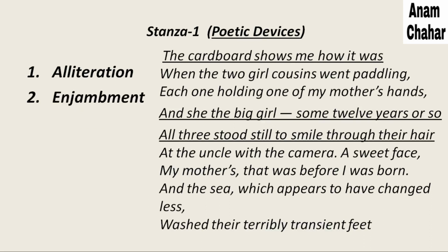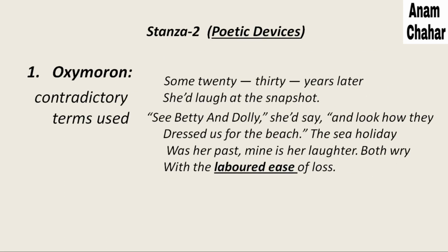Next is enjambment. Enjambment means when there is an absence of punctuation mark at the end of a line, but the same idea continues to the next line. As you can see, after first, fourth and fifth line, there is no punctuation mark. So we can say that enjambment has been used here. Stanza 2.